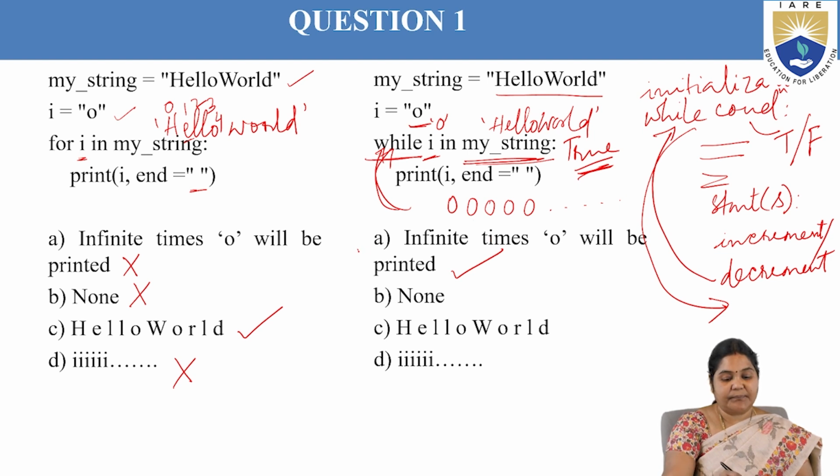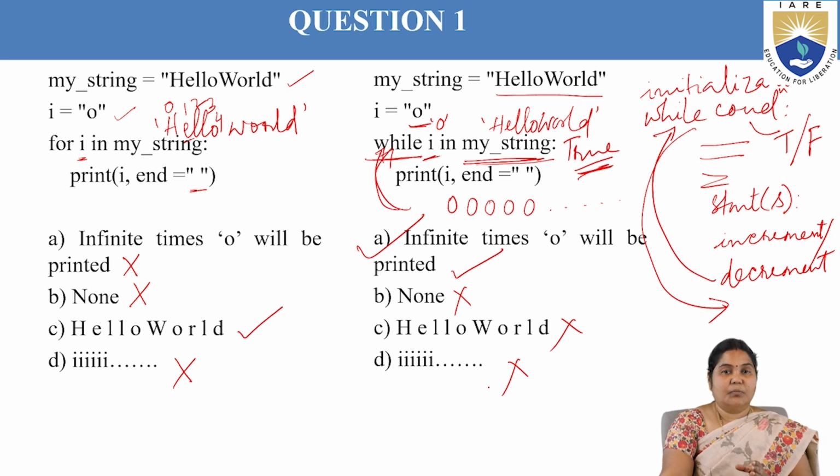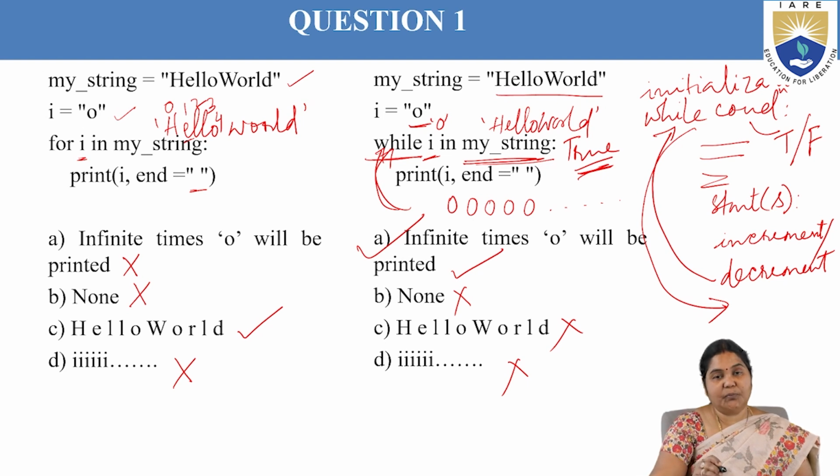The first option is correct. And the other options are incorrect. So what I'm trying to tell you here is that by changing the loop from for loop to while loop, the question has given you a different result. You have to be very careful while evaluating or finding the output of this small code. You have to check the criteria. So here the for loop is giving you hello world as it is, whereas this while loop is printing infinite times O on the screen.